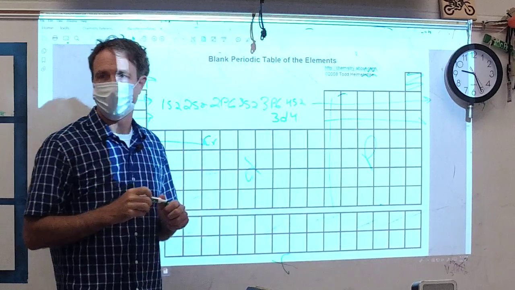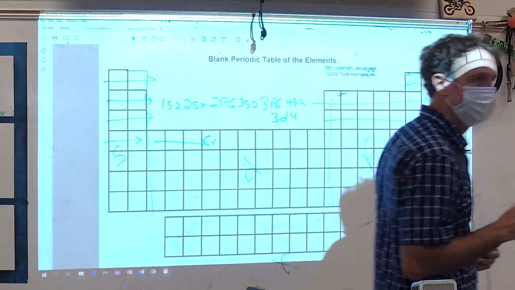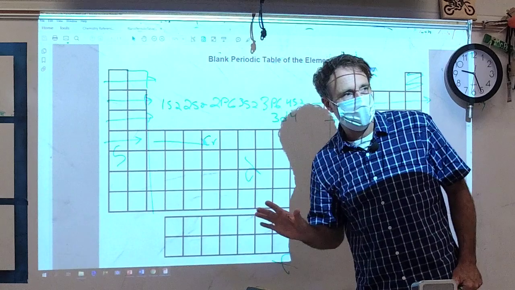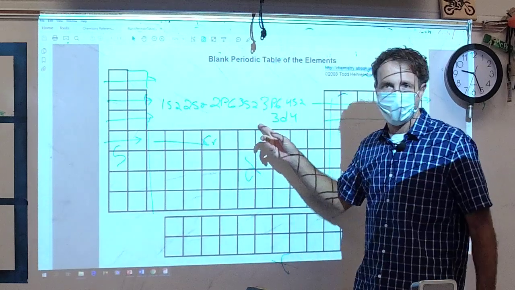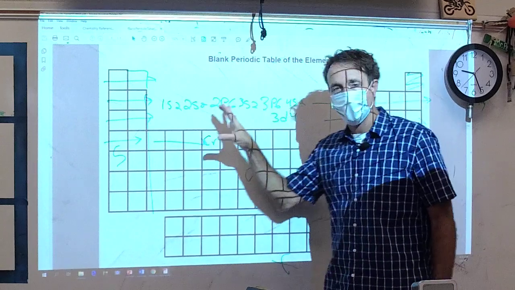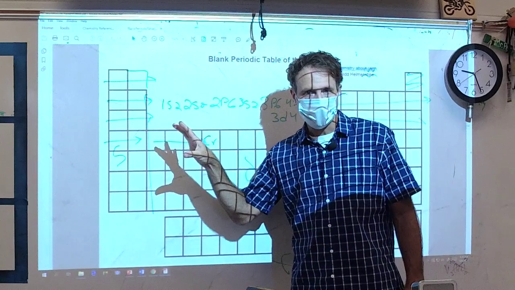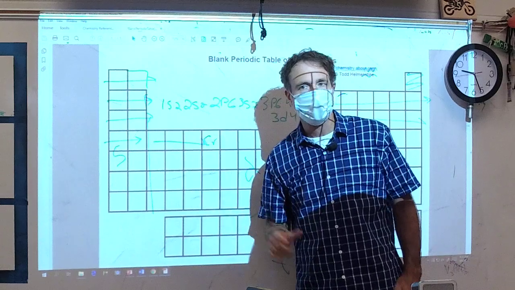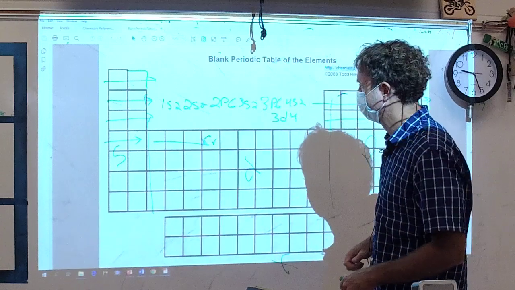3d4. Everybody agree with that? That's simple. You know how to do this. You'll get that right on the test. Okay. But you know what? That's a whole lot of writing just to end at 3d4, isn't it? So there's a quicker way to do this. And that quicker way to do it is called a noble gas configuration.